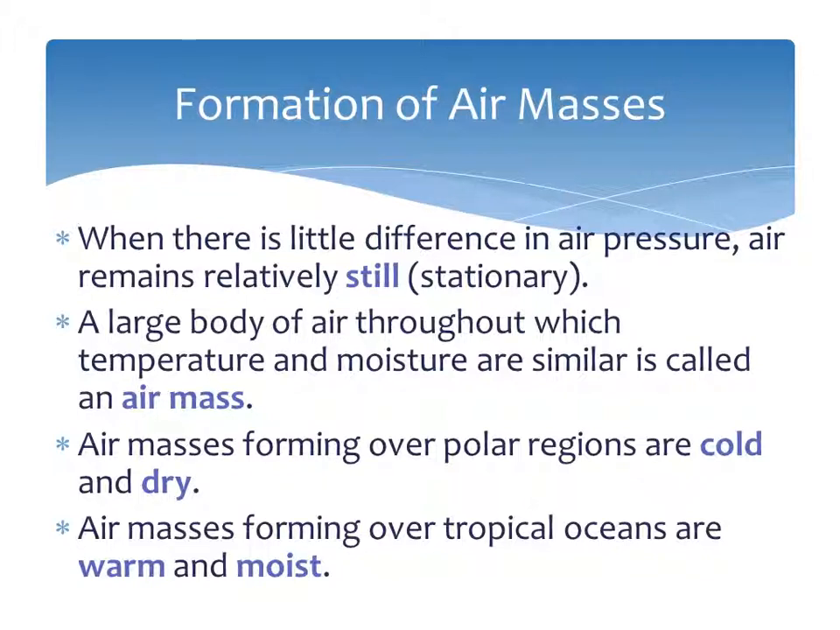An air mass that forms over polar regions, so areas closer to the North and the South Pole, is typically going to be cold and dry. Air masses that form over tropical oceans, so the areas of moisture that are closer to the equator, are going to be more warm and more moist.